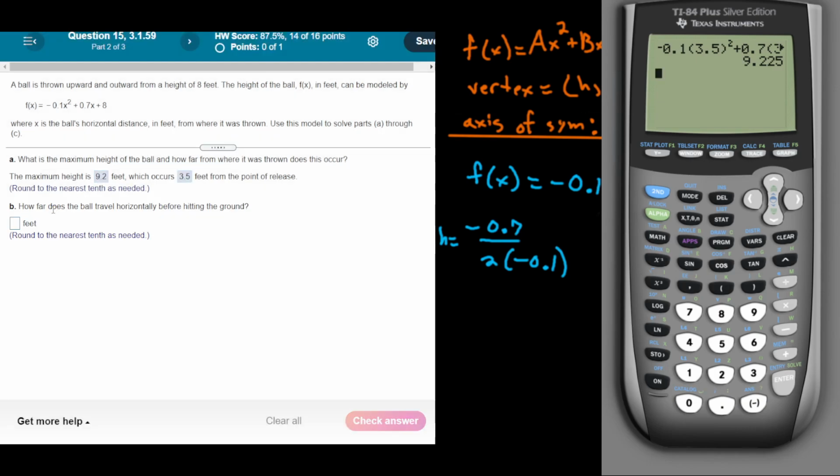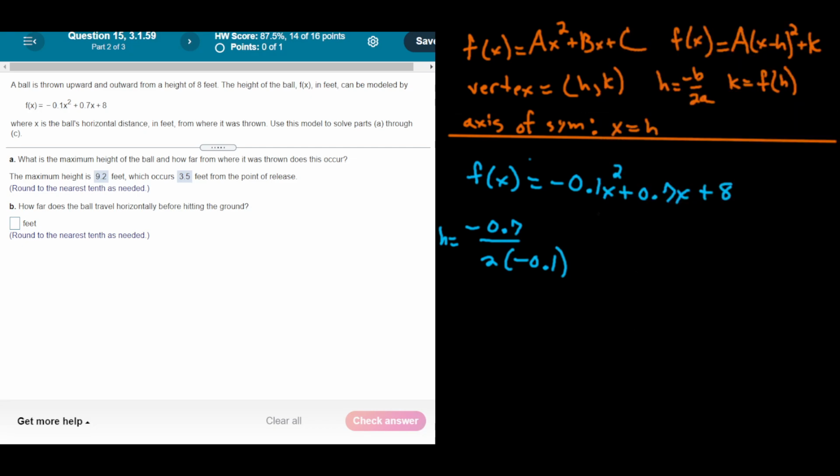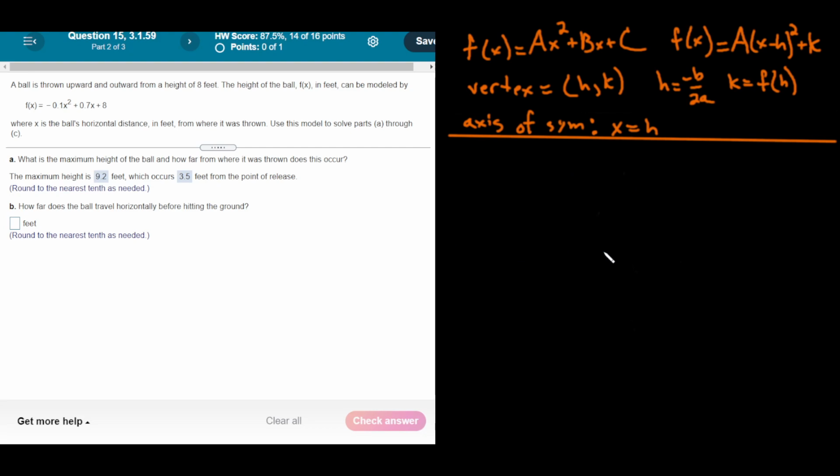Excellent. How far does the ball travel horizontally before hitting the ground? In other words, what is the x-intercept of this one? Now, the only way you can find it is if you do the quadratic formula, and I promised that I would at least do one of those without the calculator function, that is. We're still going to have to use a calculator because we may have a radical. So let's go ahead and set it up.